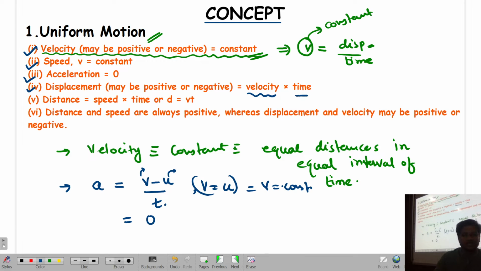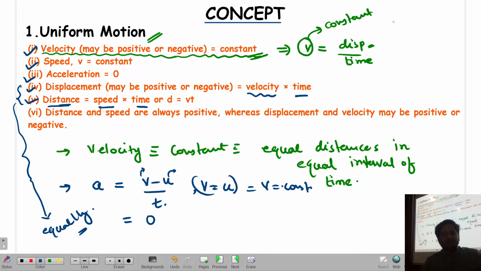It is equal to velocity into time. Similarly, if you have uniform motion, distance will be equal to what? Speed into time. Next, these two things, speed and displacement, will be distributed equally, right or not?